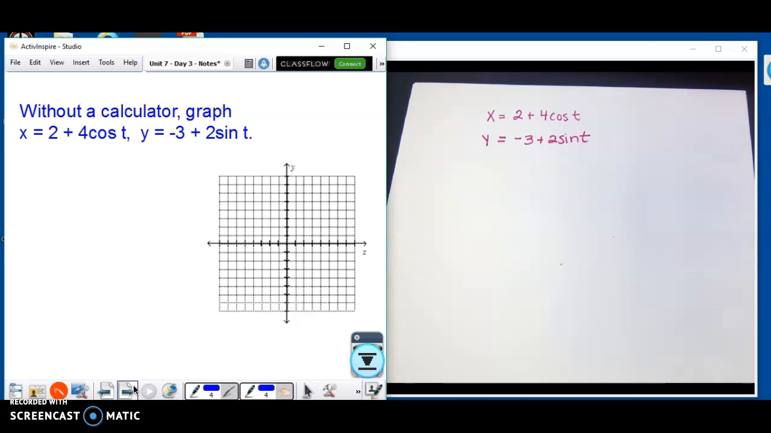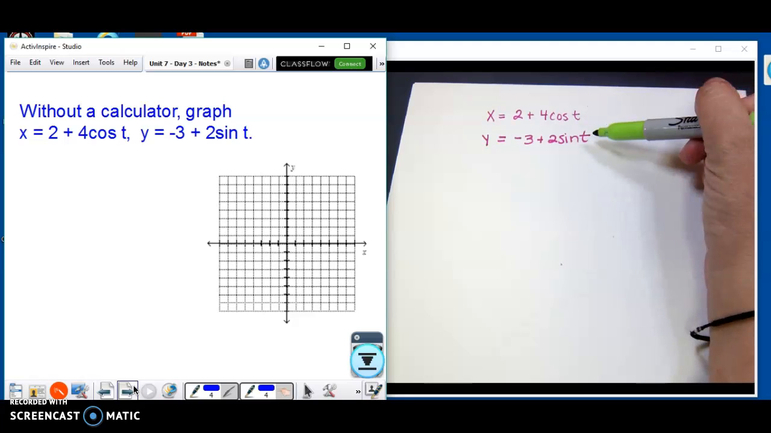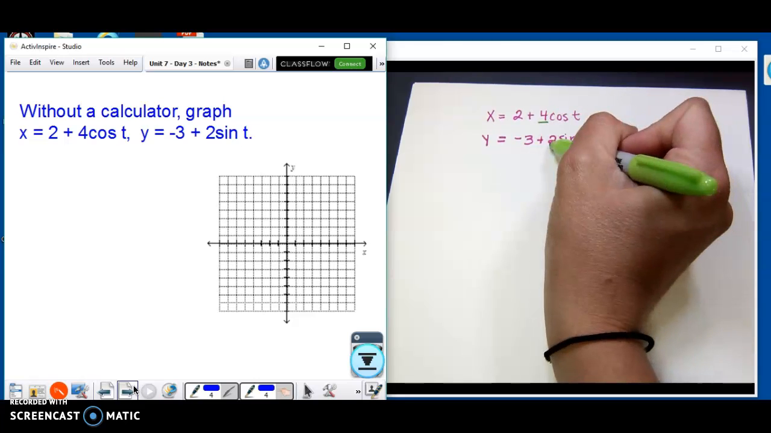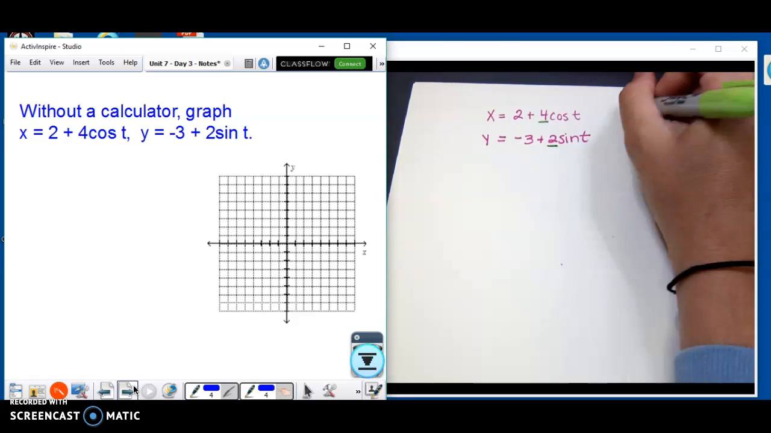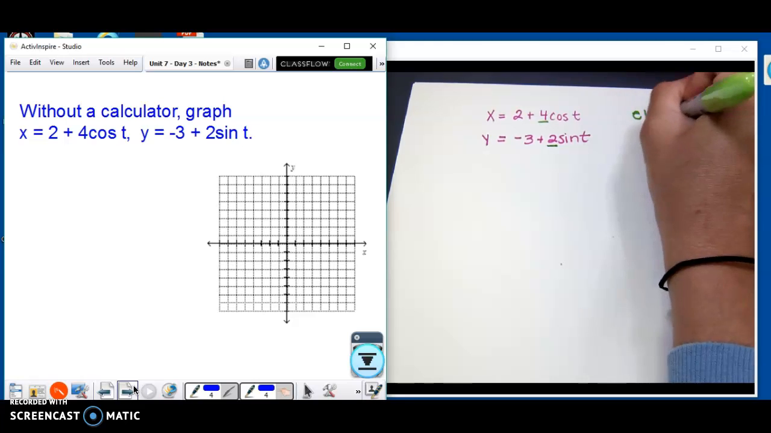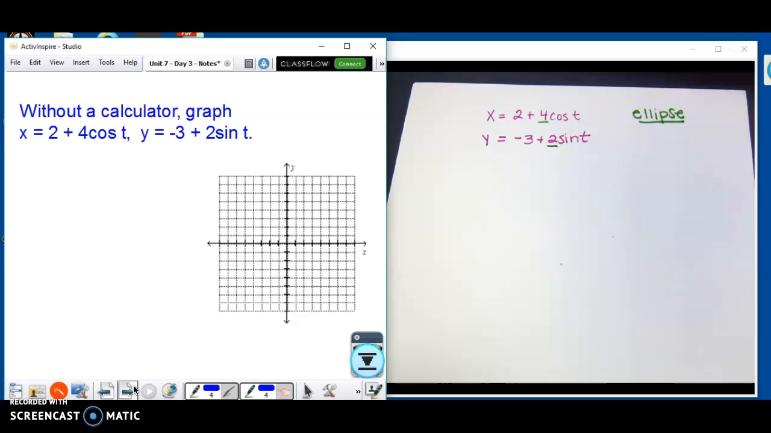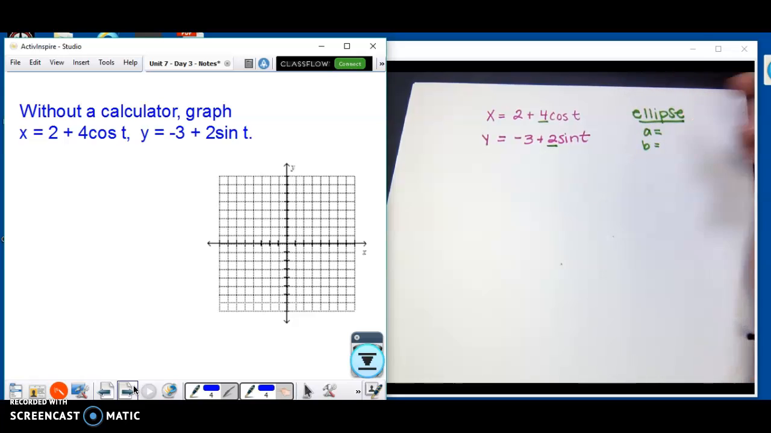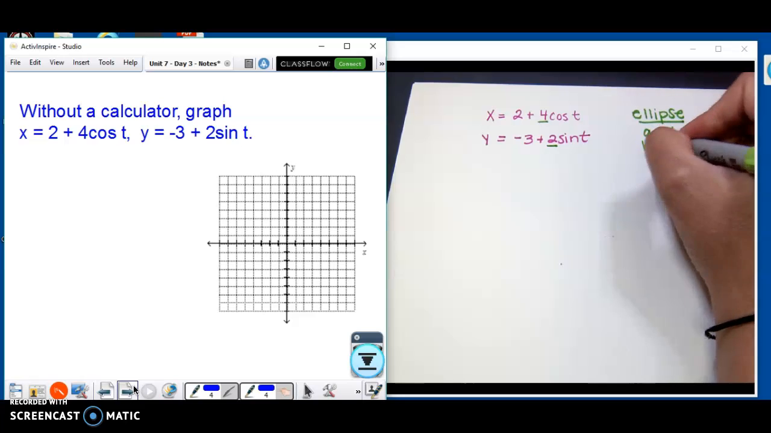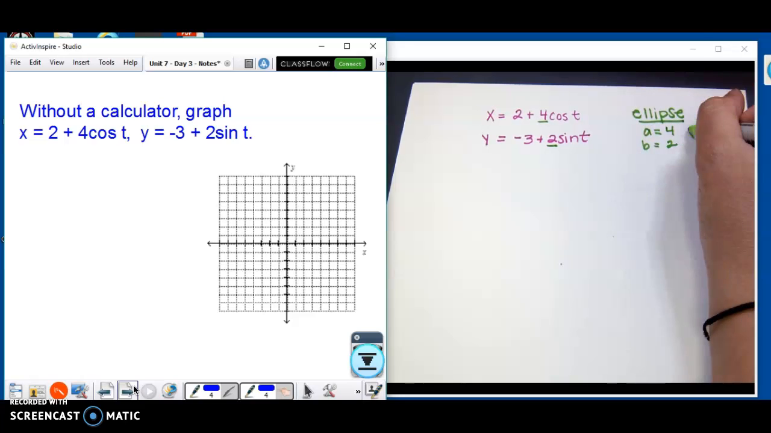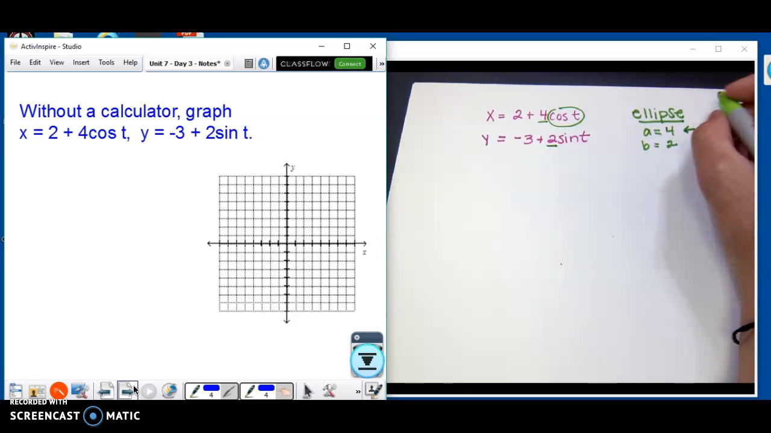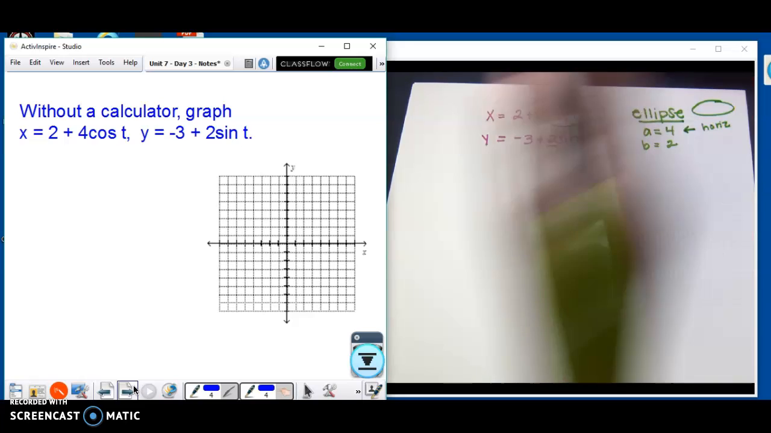Okay, so I want to talk about a few things here. It has cosine and sine, so it has to either be a circle or it has to be an ellipse. Because we have differing numbers here, 4 and 2, it has to be an ellipse. Now, we know that for an ellipse, we have an A value and we have a B value. A has to be bigger, so the A would have to be 4 here, and the B would have to be 2. Because your A is with the cosine here, that means that this is going to be a horizontal ellipse, so it would be more in this direction here.